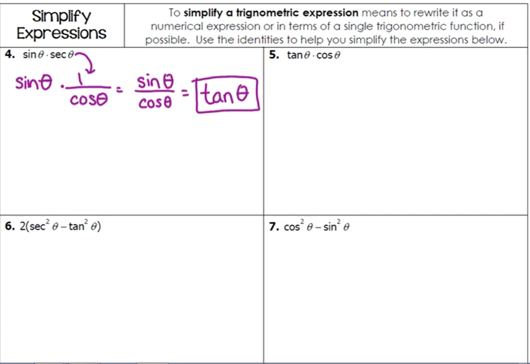So what that means is for any angle, if we take the sine of that angle and multiply it by the secant of the angle, that value will be the exact same value as the tangent of that angle. Okay, that's what that means.